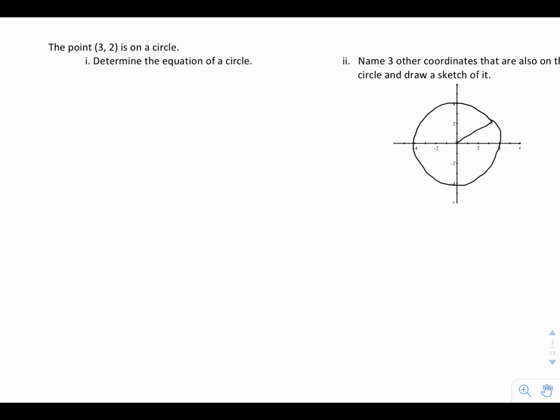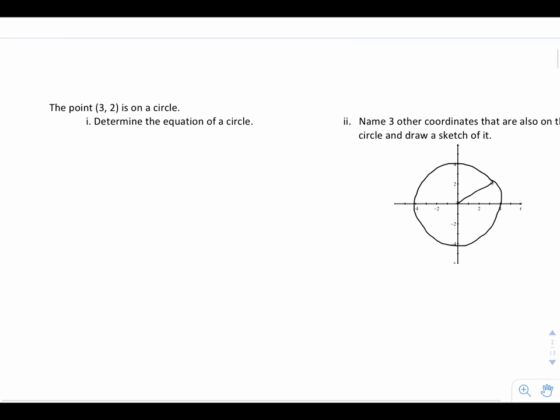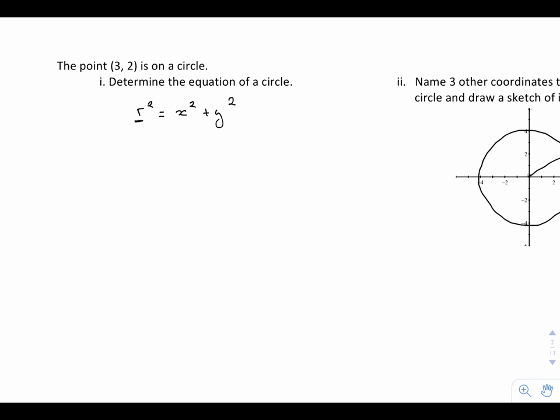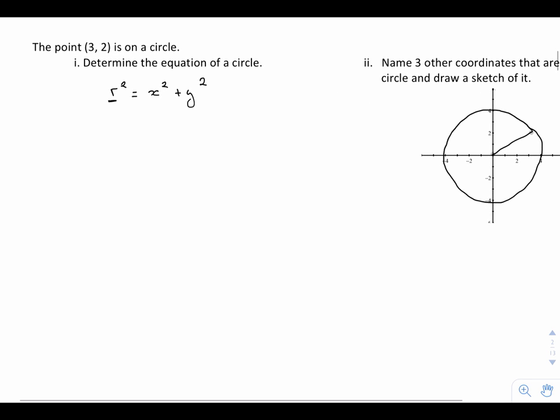So we know that the equation of a circle is given by r squared, which is the radius, is equal to x squared plus y squared. And in order for a circle to be determined, what we need to know is just its radius. So how do I determine the radius if I know that a point lies on the circle? Well, let's go back to our diagram and take a look how the radius is related to the point on the circle itself.